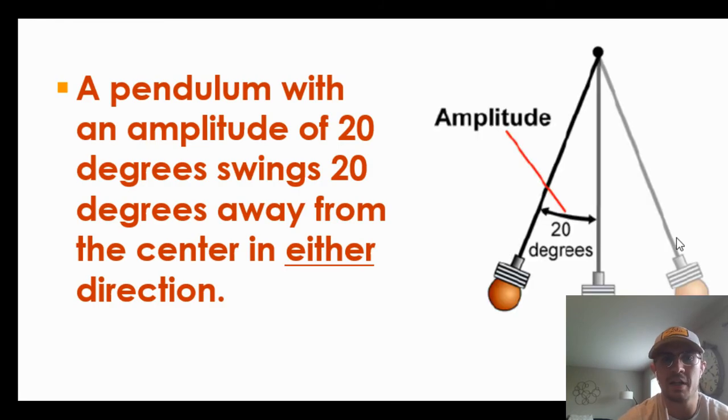A pendulum with an amplitude of 20 degrees swings 20 degrees away from the center in either direction. So we may measure amplitude in a distance, like this wave is 1 meter in amplitude, or we may say that the amplitude is 20 degrees from equilibrium. We use degrees with a pendulum, where it's angles. We use distance when we're talking about waves in water or something like that, where we're dealing with the height of a wave.